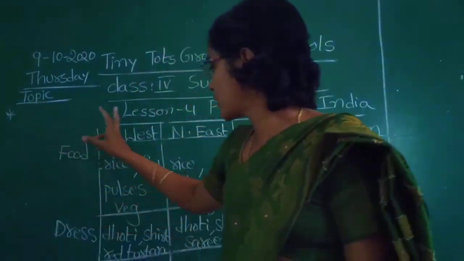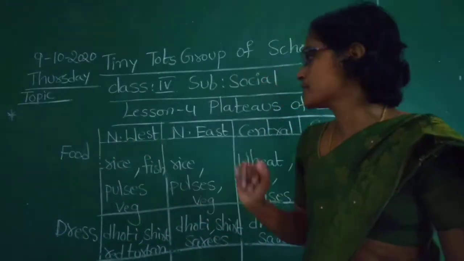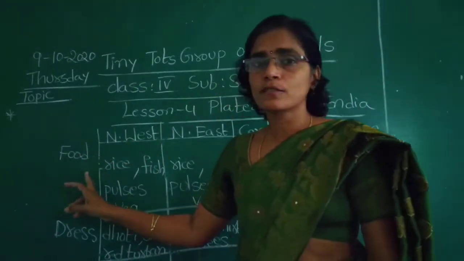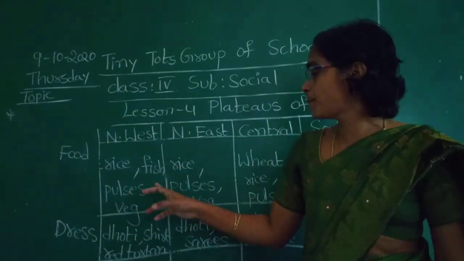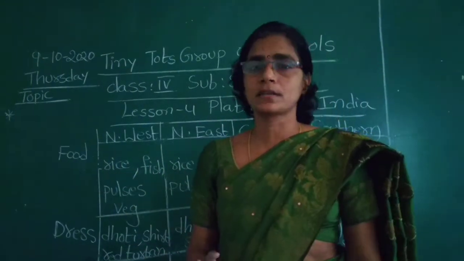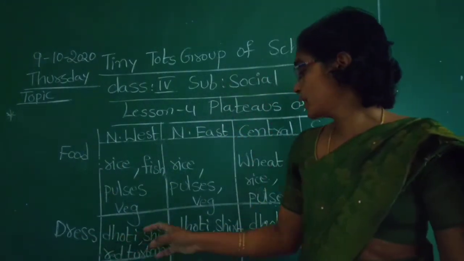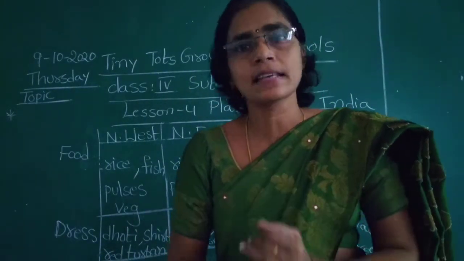That is very famous folklore. This is about the food, the dress, occupation and festivals in northwest region. Food. Look at this food. They are eating rice, fish, pulses and vegetables. And they are wearing dhoti, shirt and red turban. Saris. Women are wearing saris.